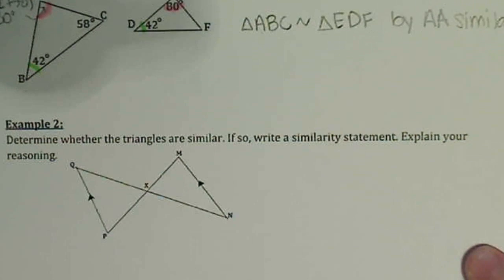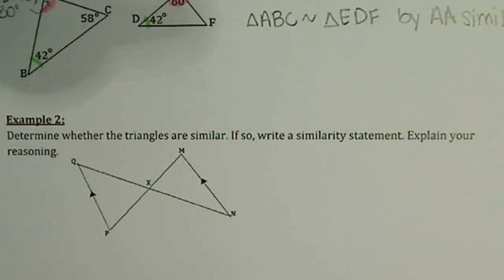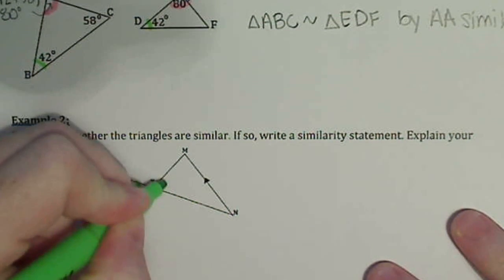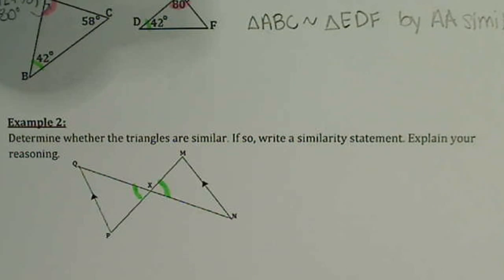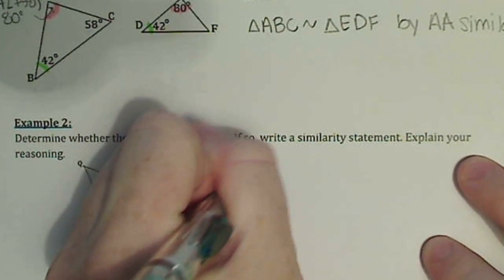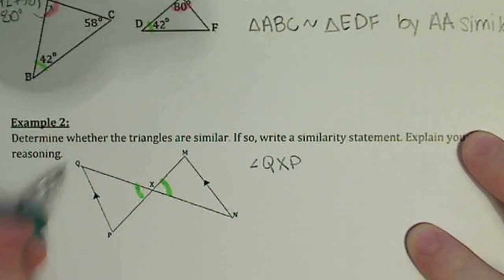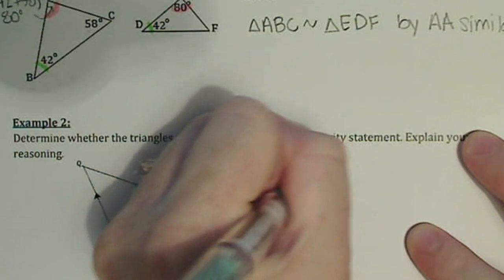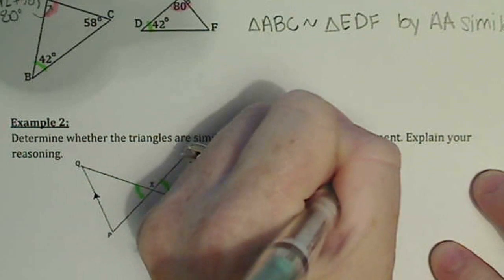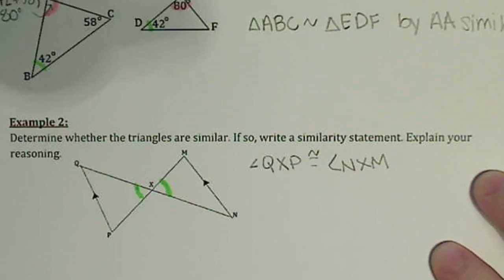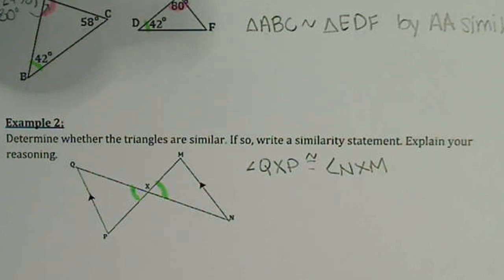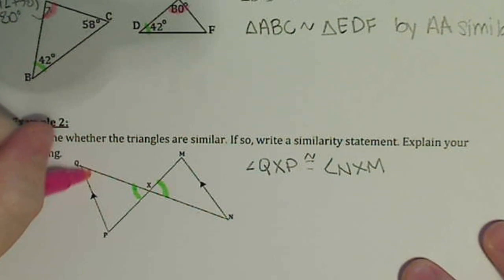Alright, example number 2. Let's look at this one. Okay, right away, I see that I've got vertical angles right here. Okay, so this is angle QXP, and it is congruent to angle NXM, because they're vertical.